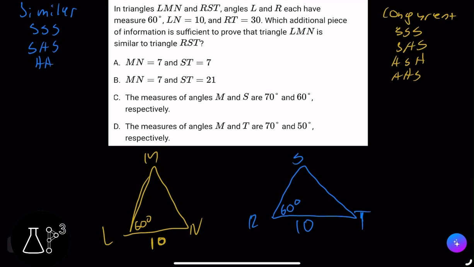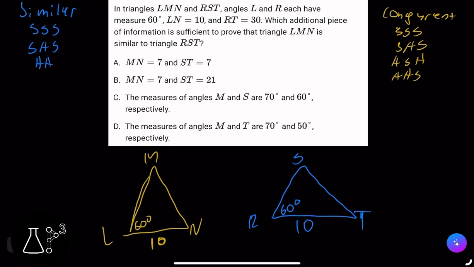Okay, before I do anything, I just rewrote the triangles and the information given on the bottom, and in the top left corner I wrote the rules for similar and congruent. Remember, similar is where the sides are proportional and the angle measures are equal, and congruent is where everything's equal, the side lengths and the angle measures. And these are just abbreviations to make the statement true.